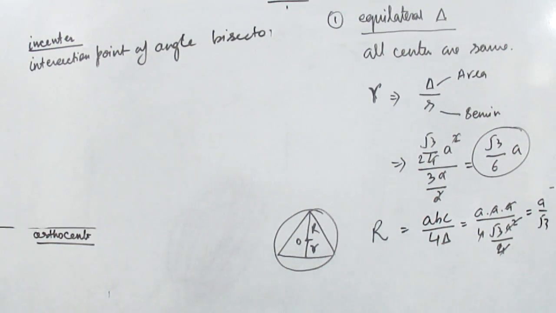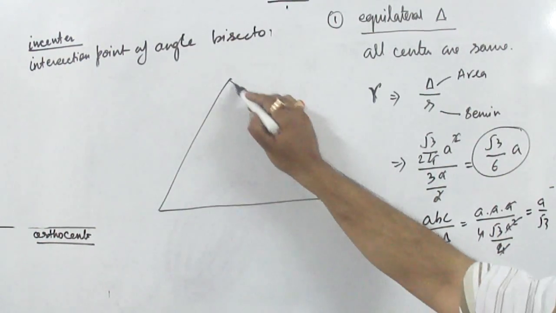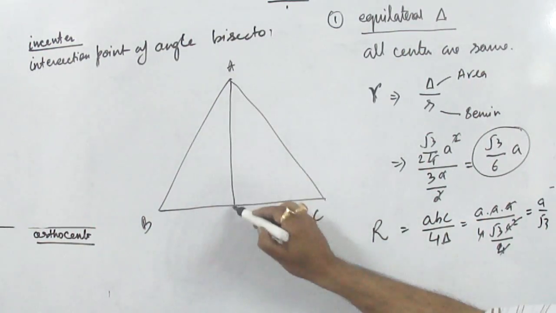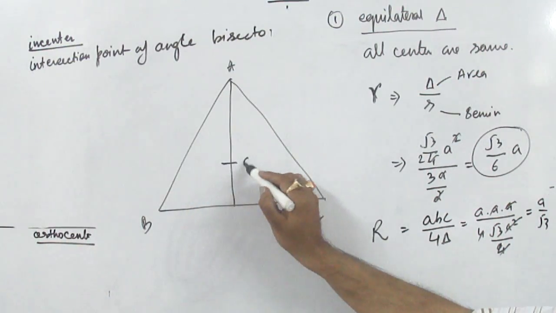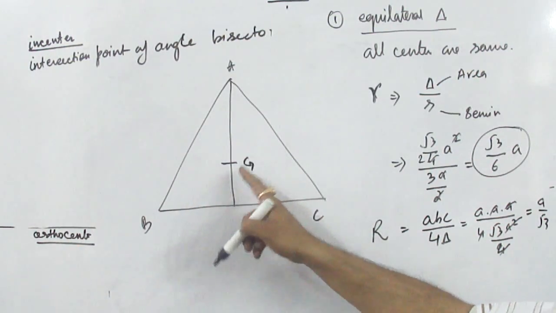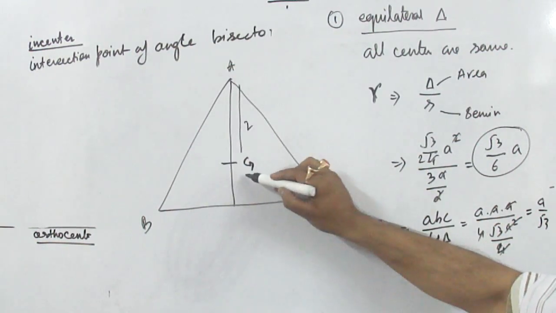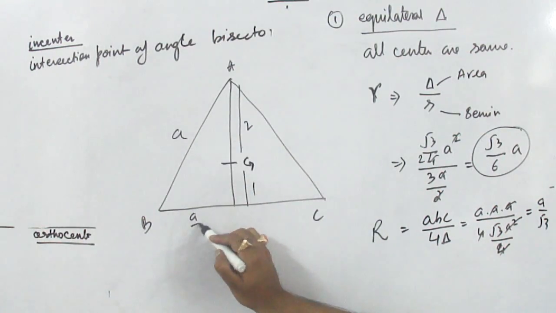Or we can calculate this very easily. In case of equilateral triangle, median is same as angle bisector, is same as altitude. The point G, centroid, is the circumcenter or orthocenter or incenter. Now this part is 2, this part is 1, as we discussed in median part. Let this side be A. This would be A by 2.